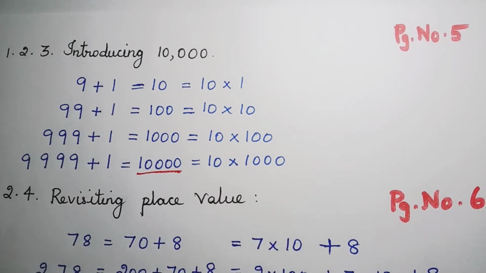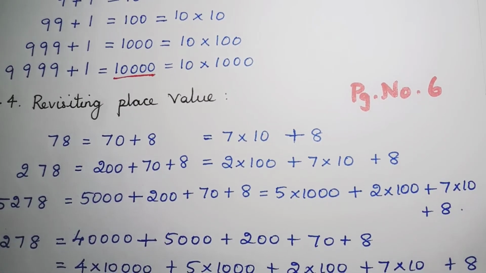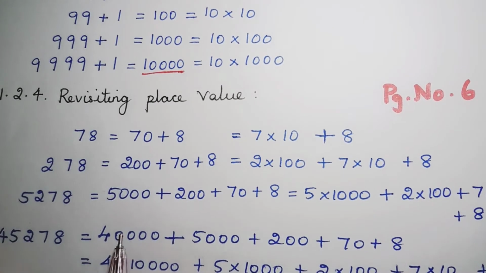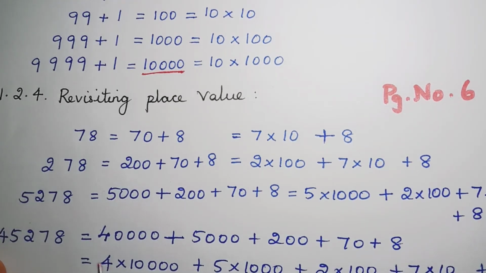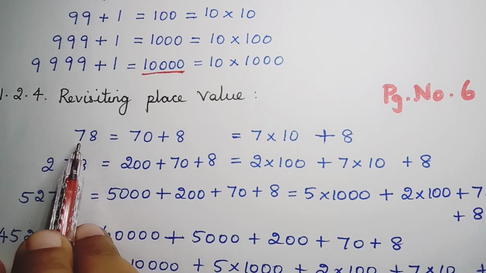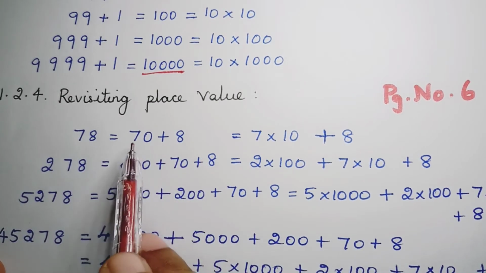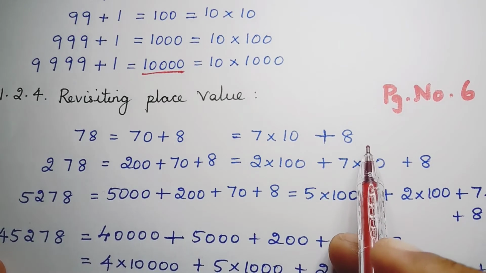So the next topic is revisiting place value. When you include 10,000, how can the place value be mentioned? You already know how to write up to thousands. So we will learn what happens when you add 10,000 here. You know 78 should be written as 70 plus 8, right? So 70 means 7 times 10, plus 8 into 1, right?